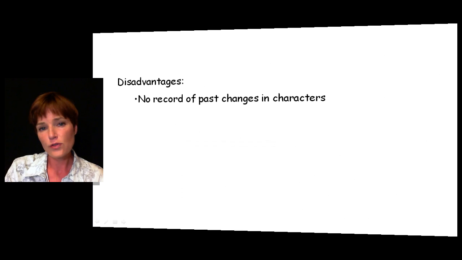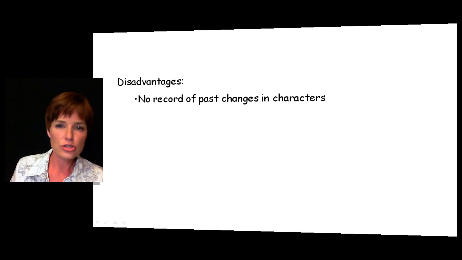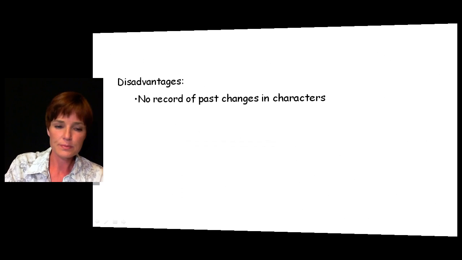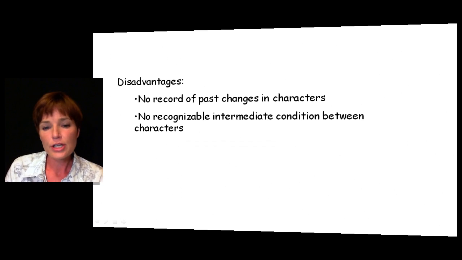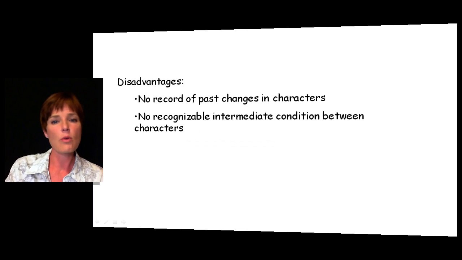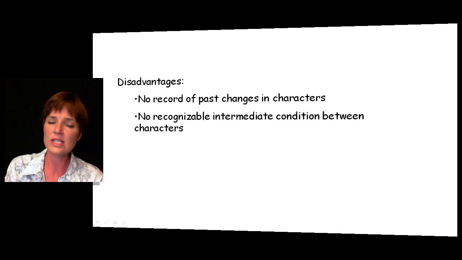Keep in mind there's only 4 nucleotides. We have A, T, C, and G. And so 4 real changes are possible there. We can't tell if it's changed multiple times. So there's no recognizable intermediate condition between the characters. We see the change that was in the past at the one moment that we looked at it, and we see the change that's now in this organism that we're looking at. We see nothing in between.